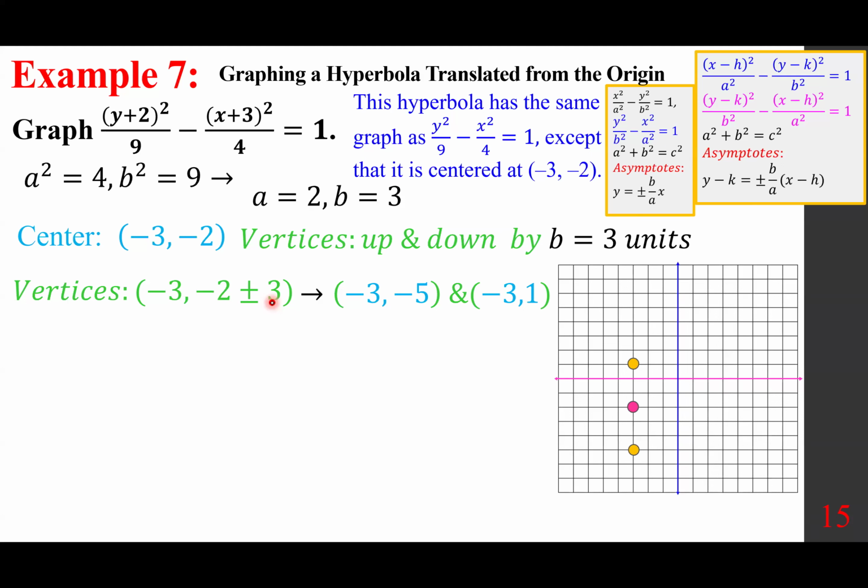Now, y equals plus minus b over a times x. Now we're going to go with y minus k, that means y plus 2. Okay, so let's just write the equation. Whatever you have here is your y minus k. So y plus 2 equals plus minus b over a, 3 over 2, times x minus h, x plus 3. So that's the equation.